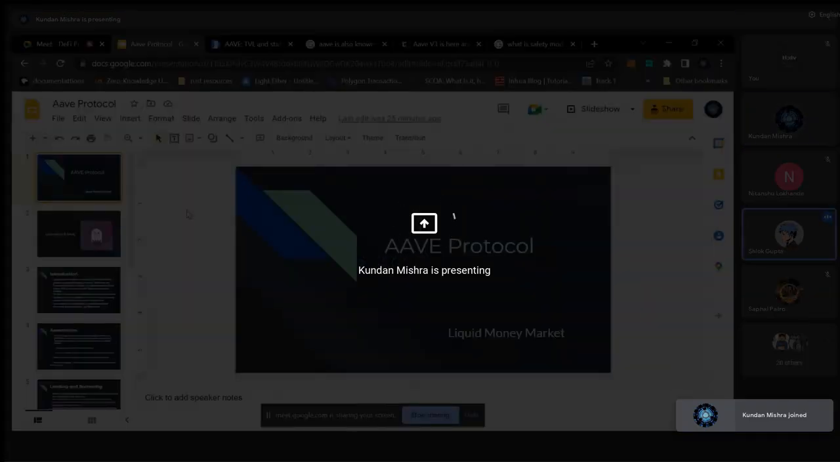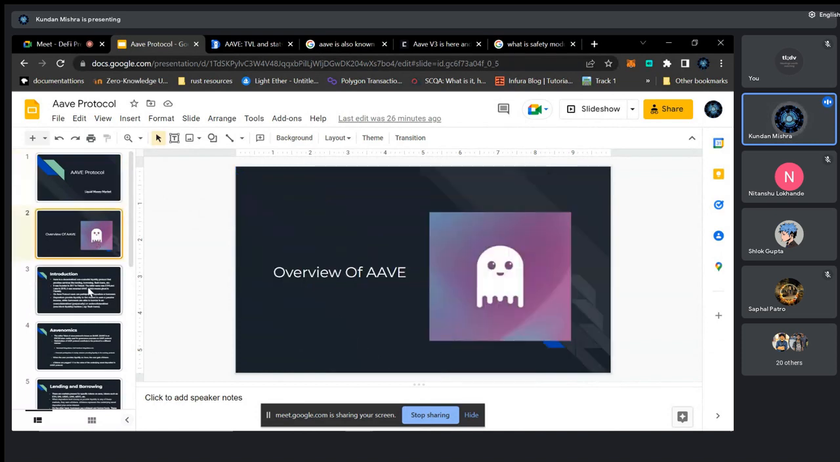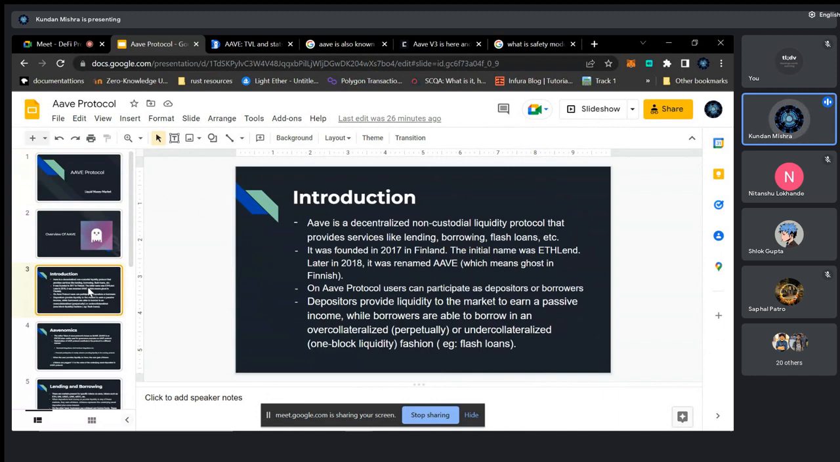My research topic was the Aave protocol, also known as a liquidity money market. Let's start with a little history of the Aave protocol. It started in Finland in 2017. The initial name was ETHLend, and in 2018 it was renamed Aave, which means ghost in the Finnish language. The founder is Stani Kulechov.